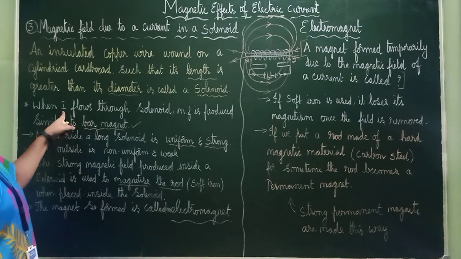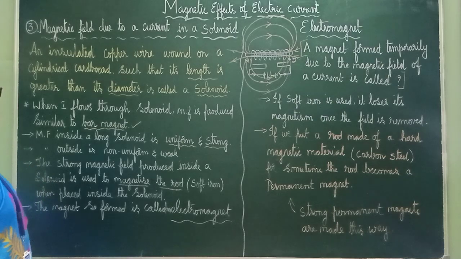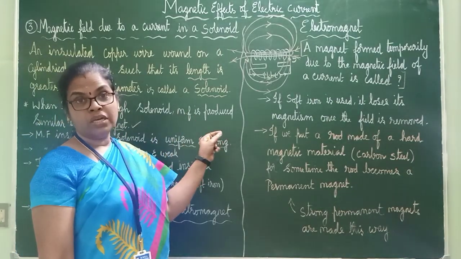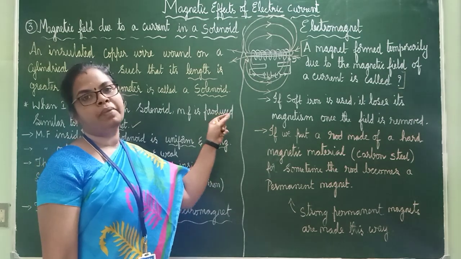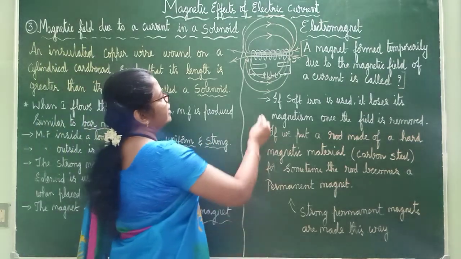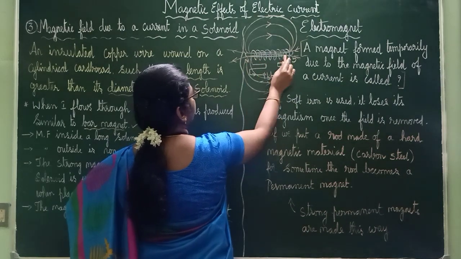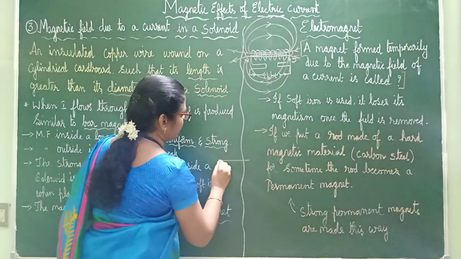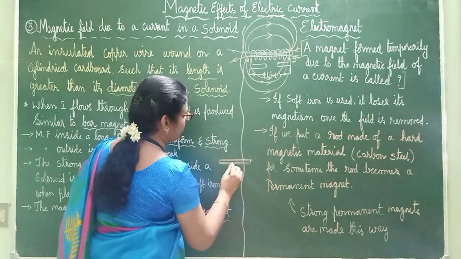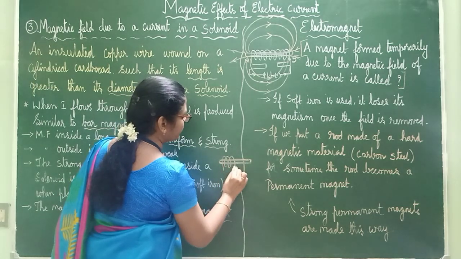When current is allowed to flow through the solenoid, what happens? Magnetic field will be produced. But here, the very important thing is that the magnetic field which is produced is similar to that of a bar magnet. Okay, it is similar to that of a bar magnet. See here, I have taken one solenoid like this. This is a solenoid. We draw it once again. We have taken one cylindrical cardboard and copper wire. Okay.